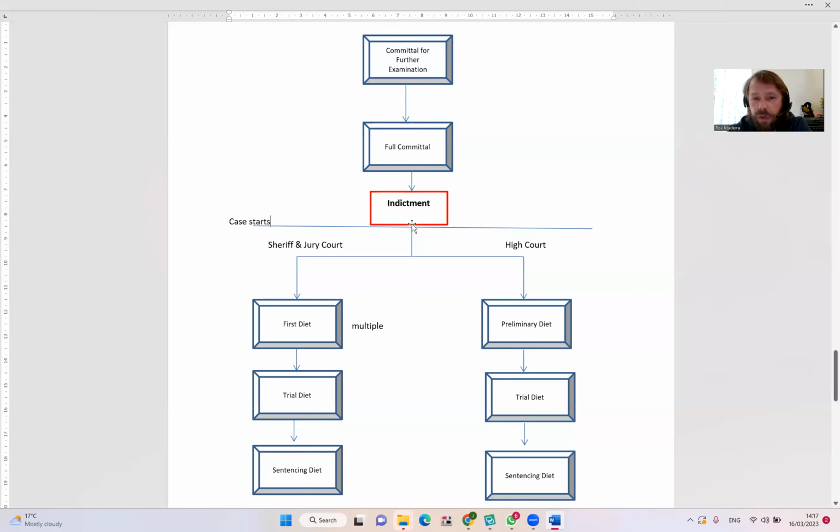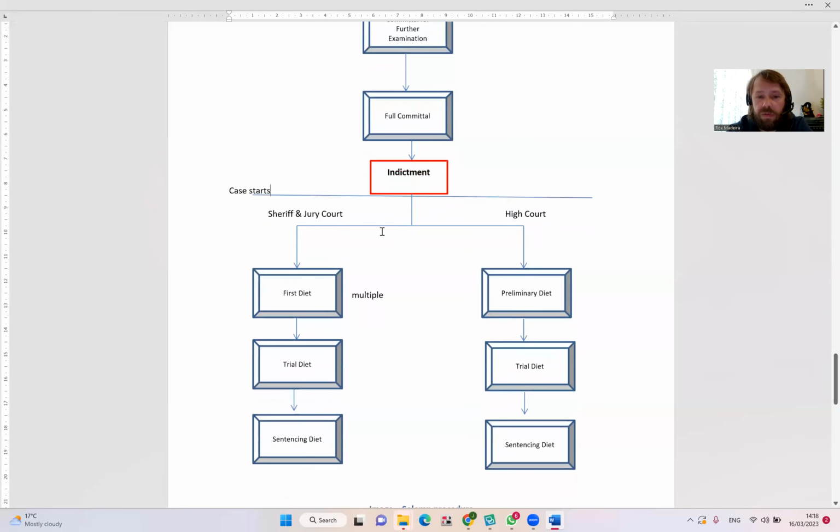And as I mentioned before, you can then be prosecuted in the sheriff and jury court or in the high court, depending on the seriousness of the offences. And the names of the hearings are different, just to make it more interesting. But this is actually quite similar. From then onwards, the sequence of hearings is quite similar to summary procedure. If you ignore this committal stage here, this is not that dissimilar to summary procedure.